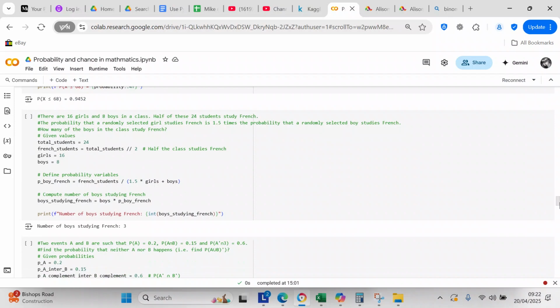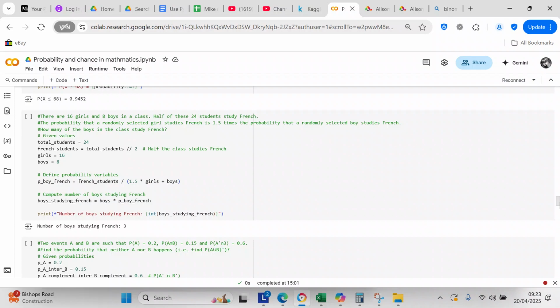You've got your total students equals 24. French students equals total students floor-divided by 2. It takes the total students and divides by 2, but gives you the nearest whole number, which in this instance is 12. But if total students had been 25, the nearest whole number would be 12 as well.